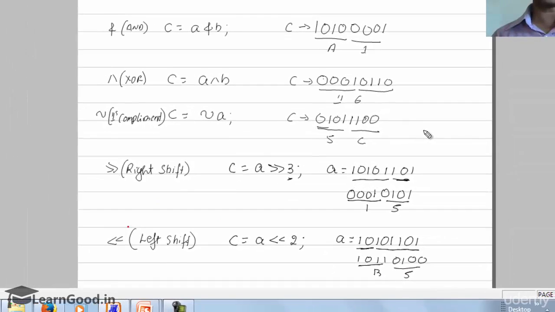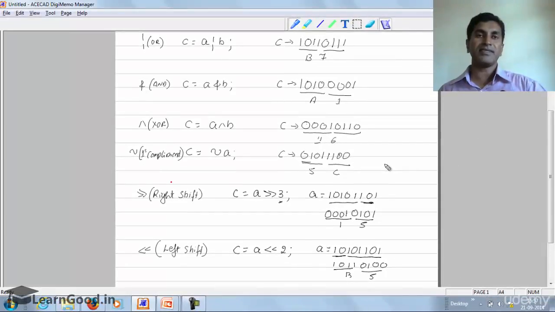So these are the 6 bitwise operators. That is, you have an OR, an AND, XOR, ones complement, right shift and left shift. All these operators are working with individual bits, hence we call them bitwise operators.